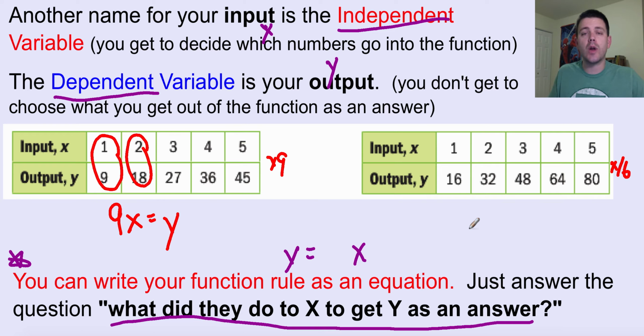So again, we need to write that as an equation. So what did they do to x? Well, they multiplied times 16. 16x means 16 times x, and it's equal to y. You can put the equal to y either at the beginning or the end of your equation. It doesn't matter. But it's just kind of a formal way of saying, okay, here's how I get y. I do this to my inputs, to my x's.